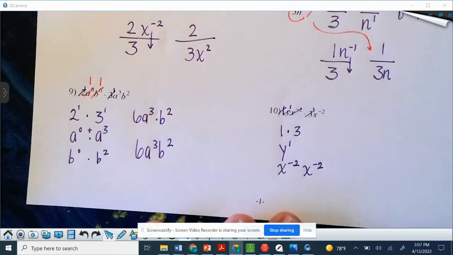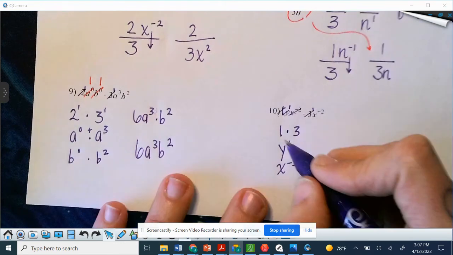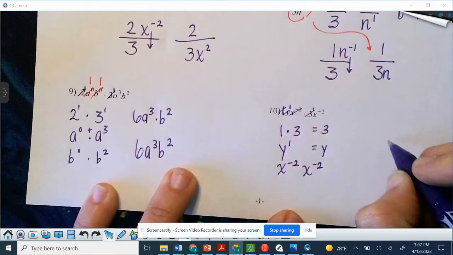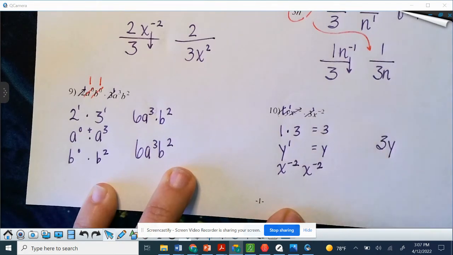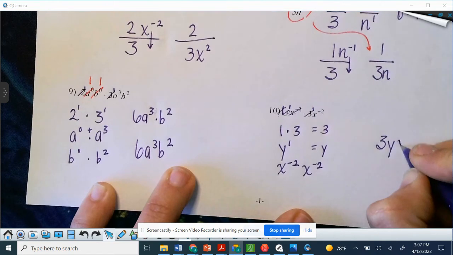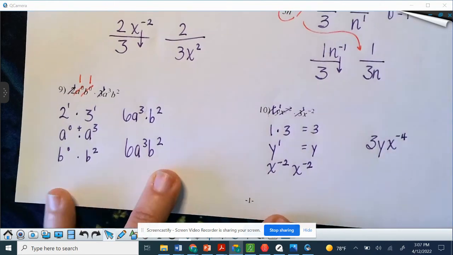This is multiplication straight across, so it's 1 times 3, which is going to be 3. Y to the 1 is just y. So if we want to start putting our answer together to the side, that's fine. And then negative 2 plus negative 2 is going to be x to the negative 4th. Super close to done, but not.